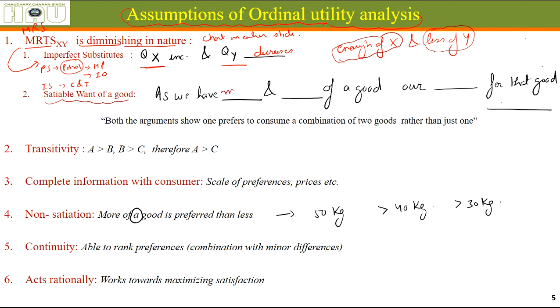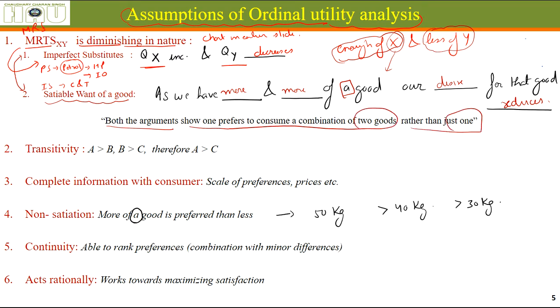As we have more and more of a particular good, our desire for that good reduces. So both these statements: most of the things are imperfect substitutes, and when the quantity of something increases, as in this case the quantity of x increases, our desire for that reduces. That's why both these arguments show that one prefers to consume a combination of two goods rather than just one, because most of the things are imperfect substitutes.